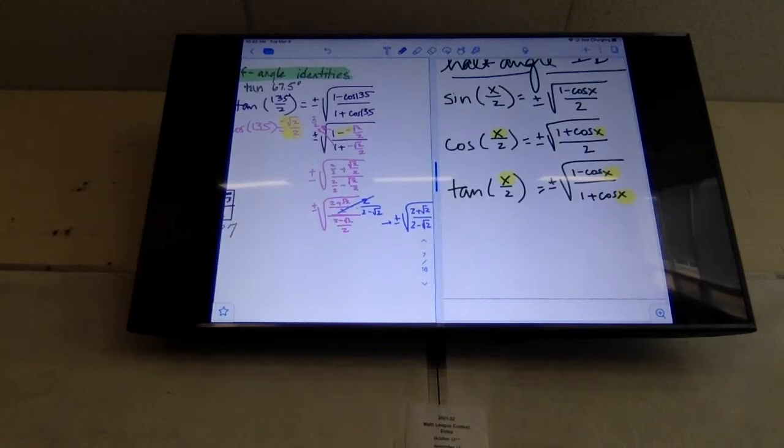We could definitely simplify it more. I just don't feel like doing that more today. That's good enough for right now.